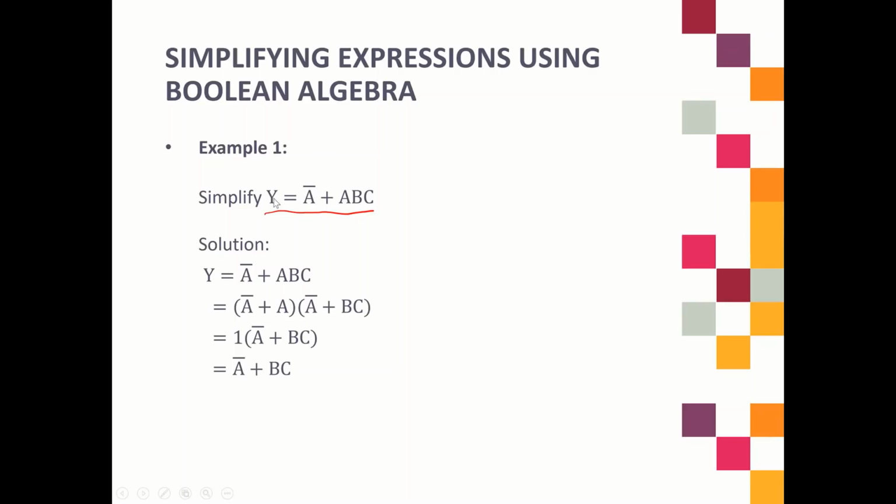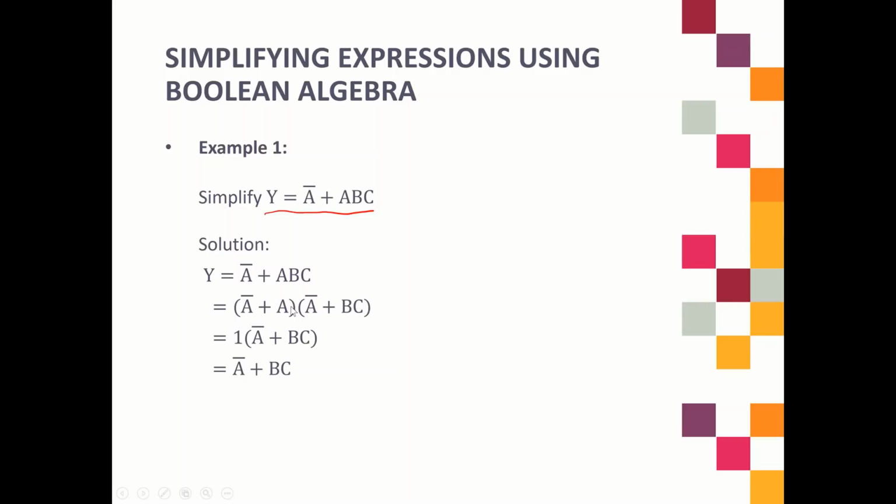If you refer to this question, the first term you have A bar. For the second term you have three variables A and B and C. So there are no similar variables. That's why we cannot factorize the expression. So what you can do is refer to this solution. The first step is that we proceed with the Boolean algebra theorems.